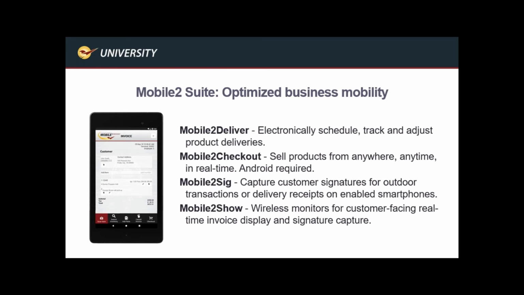Mobile 2 Signature. This guy allows you to capture customer signatures for outdoor transactions or delivery receipts on enabled smartphones. Essentially it just enables you to collect signatures via your phone, just like a signature capture pad would. A lot of stores use this and have one sitting there on the counter just in case somebody in a wheelchair comes up and they're not tall enough to reach over and get at that pen. So you can now hand them the tablet down and they can sign with their fingertip.